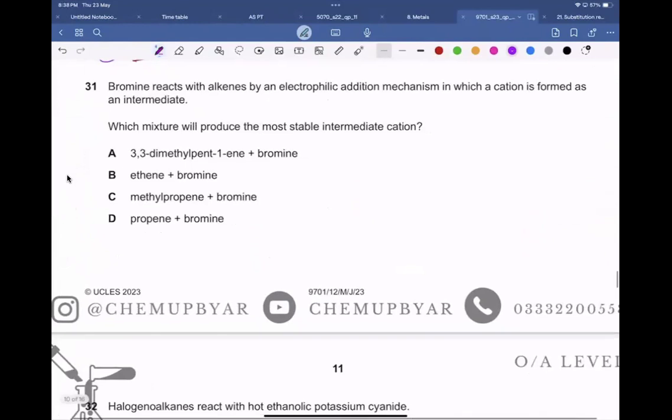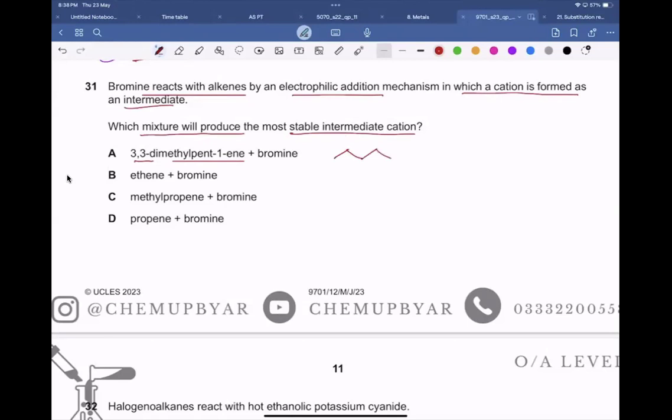Now question number 31. Bromine reacts with alkenes by an electrophilic addition mechanism in which a cation is formed as an intermediate. Which mixture will produce the most stable intermediate cation? Okay, so 3,3-dimethylpent-1-ene with bromine. If you make this pent-1-ene, carbons 1, 2, 3, 4, 5.